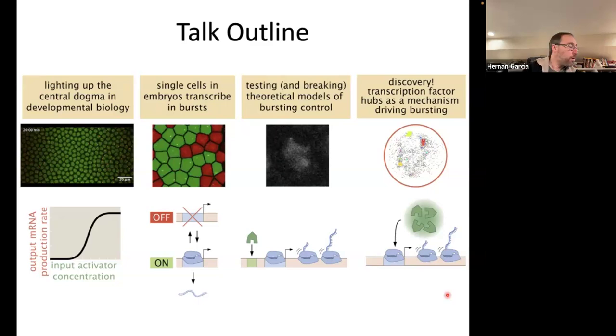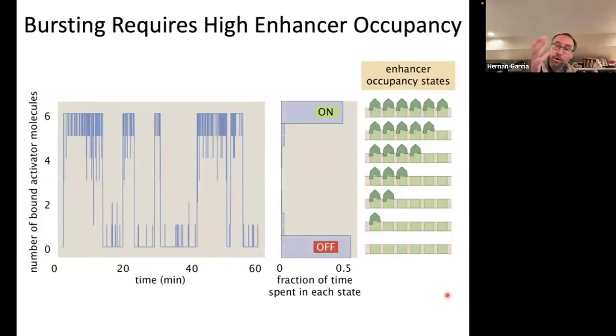Okay, but let's take a step back. Why did the model that I showed you before work in terms of giving me the right bursting dynamics? Actually, it's the fact that I had an on and an off state. And the reason for that is because I had a lot of occupancy in either the full occupied state or the no occupancy state, but nothing in between.